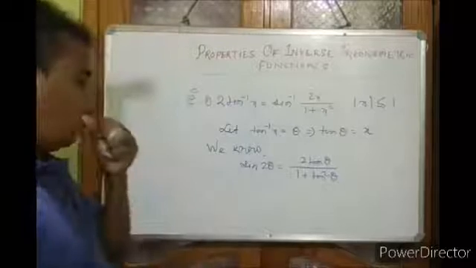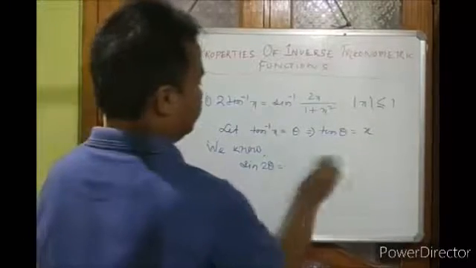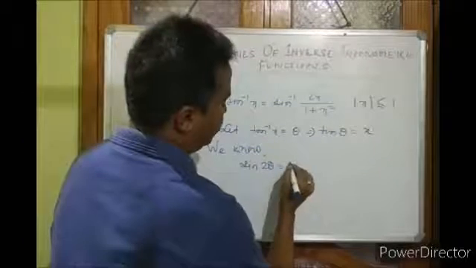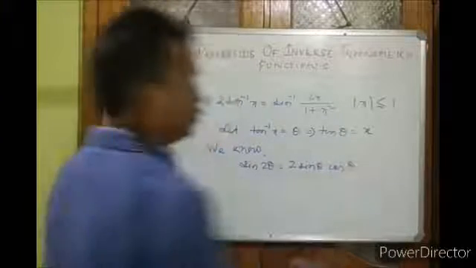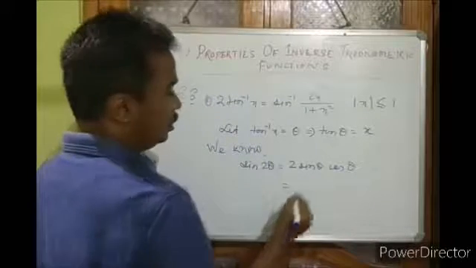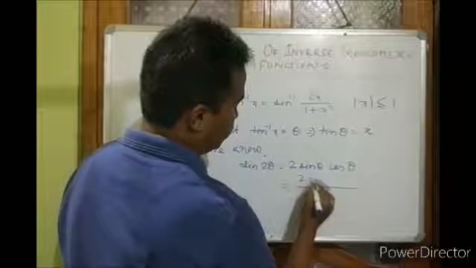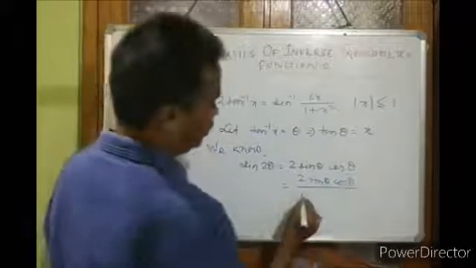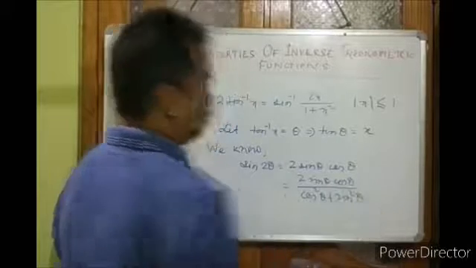This formula we have studied in class 10. Or if you forgot, you can quickly work it out here. Sine 2 theta, I think you remember, is 2 sine theta cos theta. If we divide both numerator and denominator, we can write it as 2 sine theta cos theta divided by cos square theta plus sine square theta.